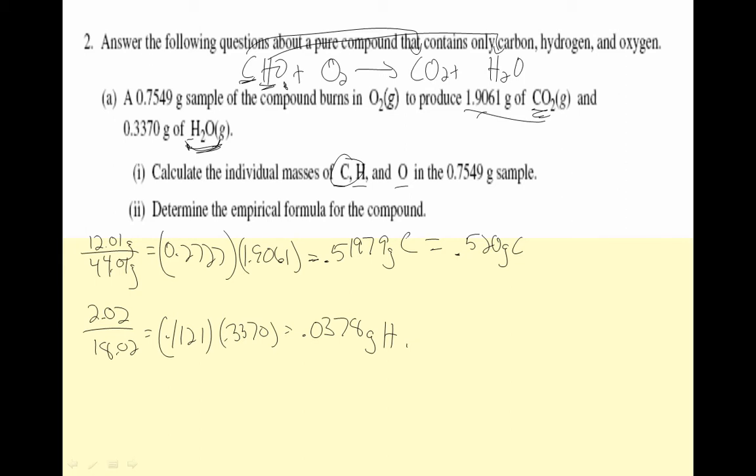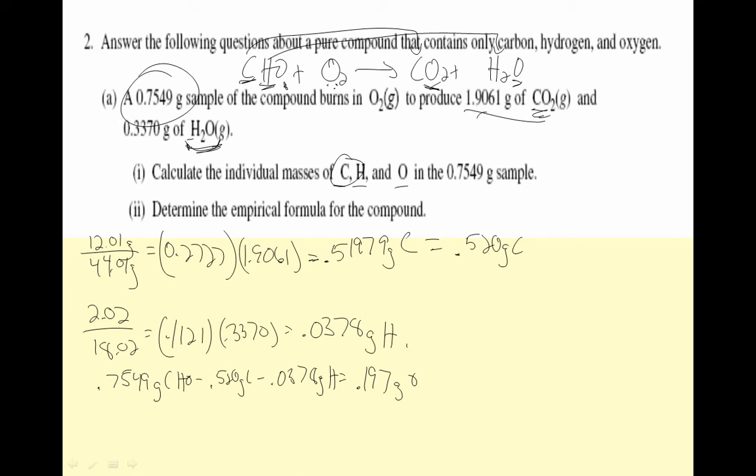Okay, so if I know how many grams of carbon and how many grams of hydrogen, then I know how many grams of oxygen are left over. Now, I can't do the percentage of oxygen in either one of those because I might have leftover oxygen. Some of the oxygen comes from here, so that's a tough deal to do. So the last part for number one would be 0.7549 grams of CHO minus 0.520 grams of C minus 0.0378 grams of H equals grams of O. 0.7549 minus 0.52 minus 0.0378 is 0.197 grams of oxygen.